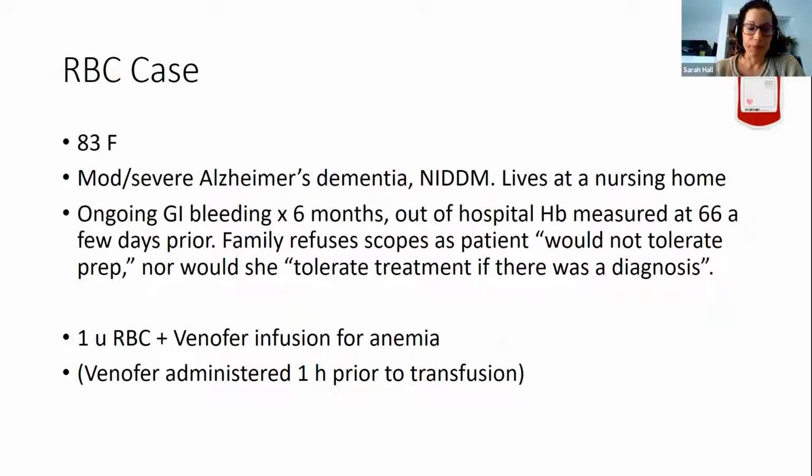So let's jump into a case, with all of that setting you up to understand what's happening in a TACO. The first case is an RBC transfusion for an 83-year-old female with moderate to severe Alzheimer's dementia, non-insulin dependent diabetic, who lives in a nursing home, had ongoing GI bleeding for 6 months, with an out of hospital hemoglobin measured at 66 a few days before presenting to ED. The family refused a scope on the patient's behalf as she would not tolerate the prep, nor would she tolerate treatment if there were a diagnosis. The order was for 1 unit of RBC and a Venofer infusion for her anemia, and the Venofer was administered, completed 1 hour prior to transfusion.